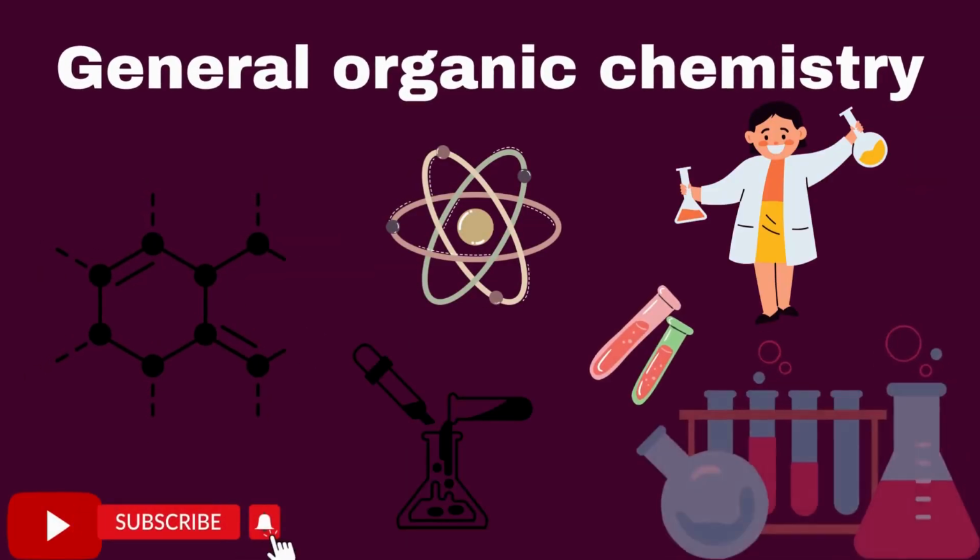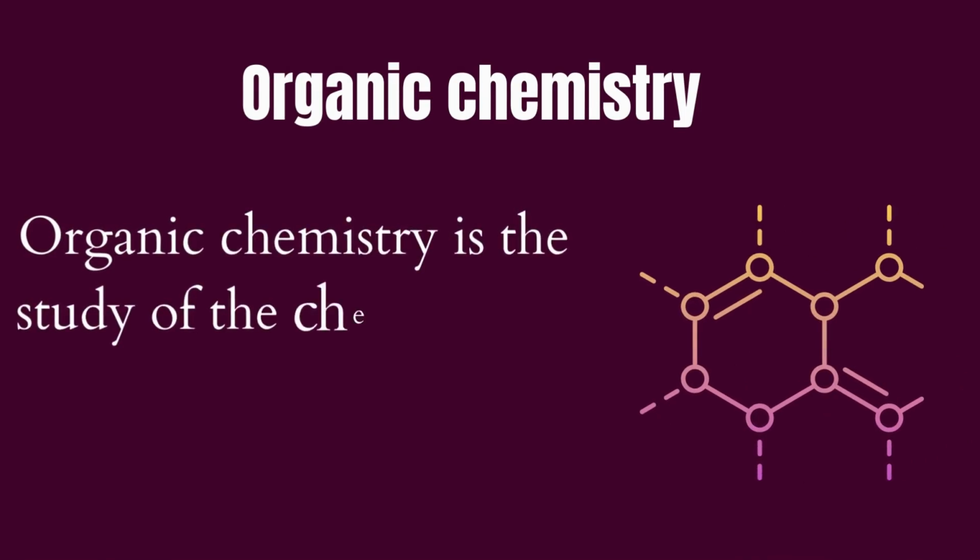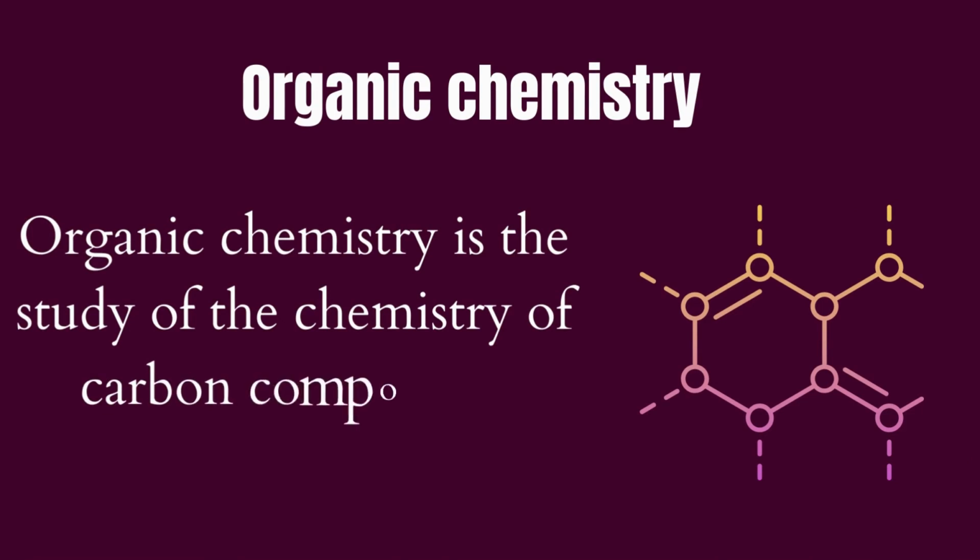Today we study the topic general organic chemistry. What is general organic chemistry? First of all, we study organic chemistry. It is the branch of chemistry in which we study the compounds that contain carbon atoms. What is its definition? Organic chemistry is the study of the chemistry of carbon compounds.